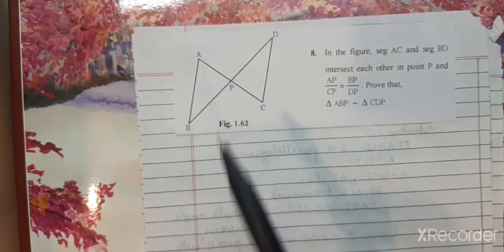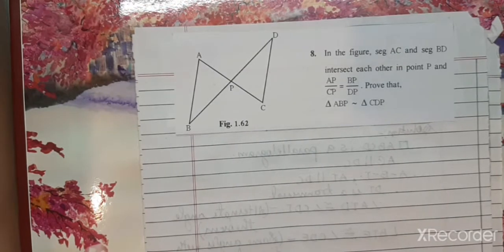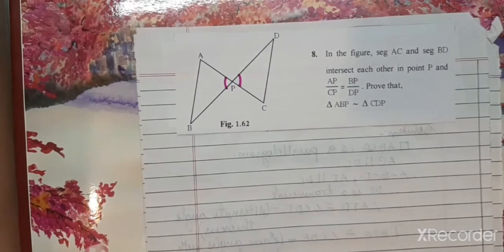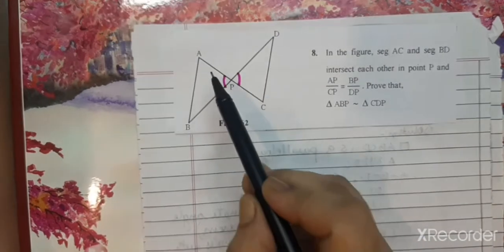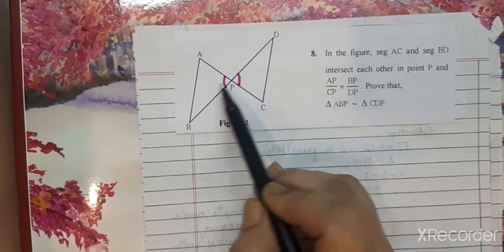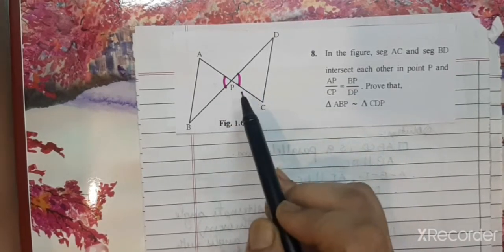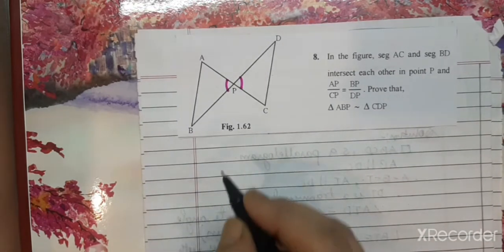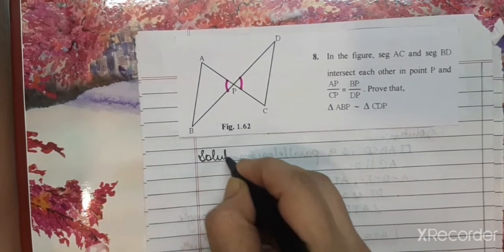Yes, they are vertically opposite angles. So, they are congruent. So, if between two sides which are in proportion, there is an angle which is also congruent, then we can prove that the triangles are similar by the SAS test of similarity. So, this is a very simple sum.